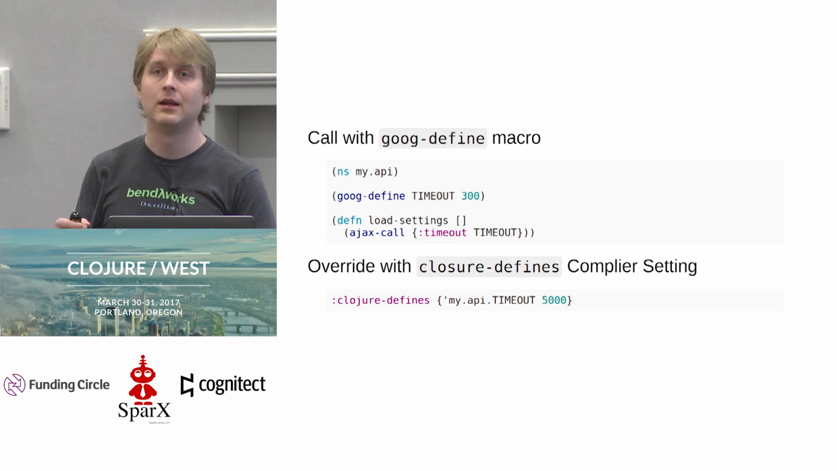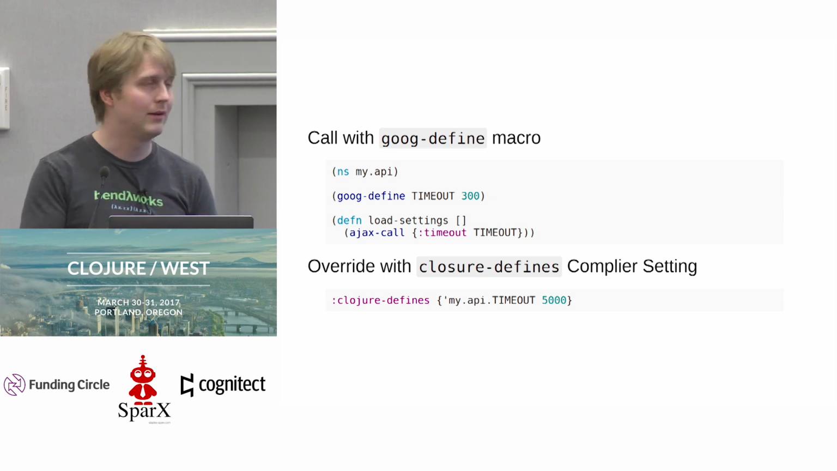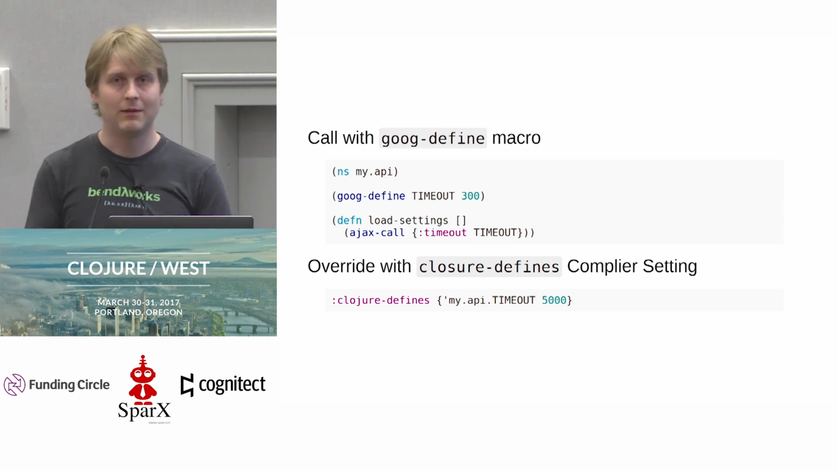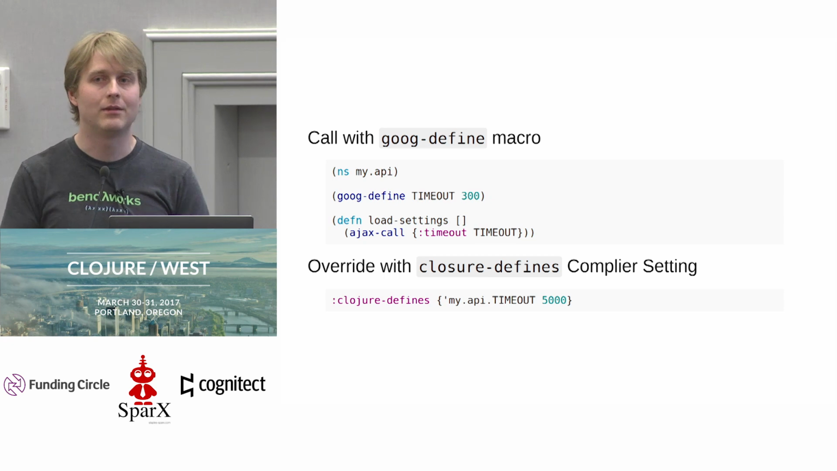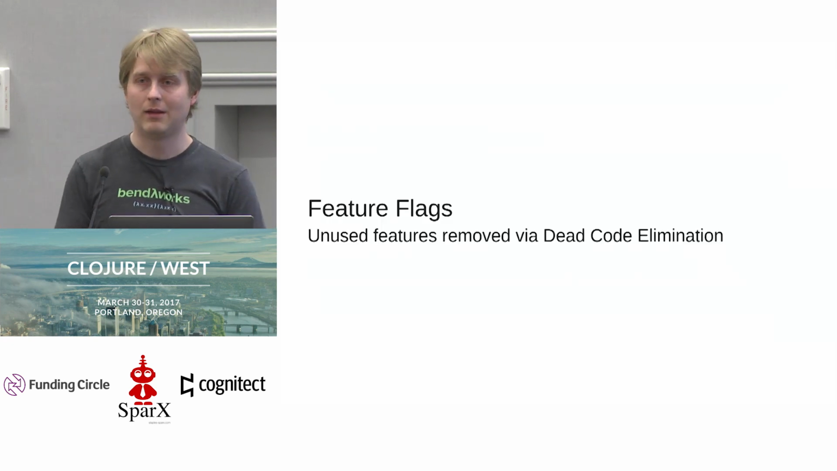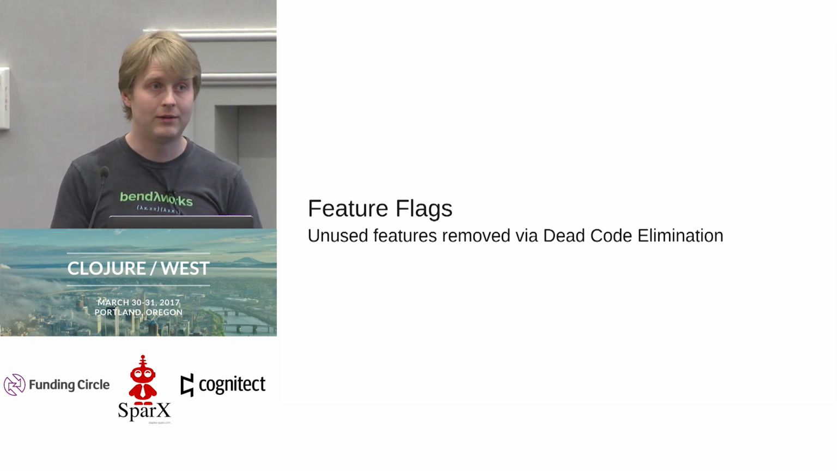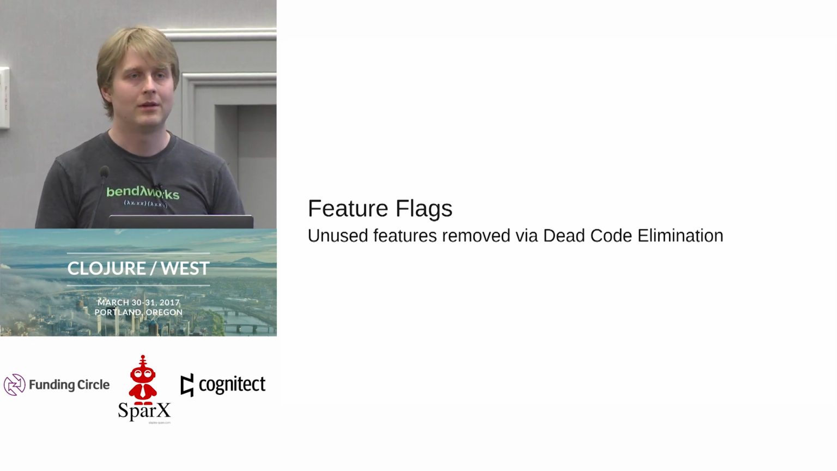override that with the closure-defines compiler option. Right here, we have to fully qualify the namespace of our symbol, and then we're setting the timeout to 5 seconds, or 5,000 milliseconds, instead of the 300 milliseconds. We can use this to have feature flags in our ClojureScript builds, with all the unused features getting compiled away through dead code elimination in our production code.